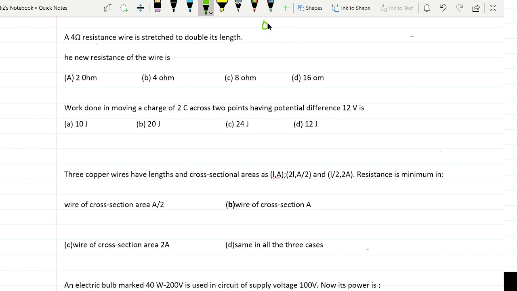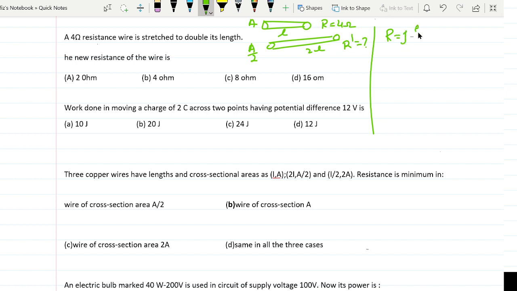See here, let me just draw the wire here. Let us say there is a wire, length L, area of cross section A, and the resistance of this wire is 4 ohm. Now this wire has been stretched to double its length. You need to remember, when the length is doubled, the area reduces to half, and the new resistance you have to find. So let me do the work here.